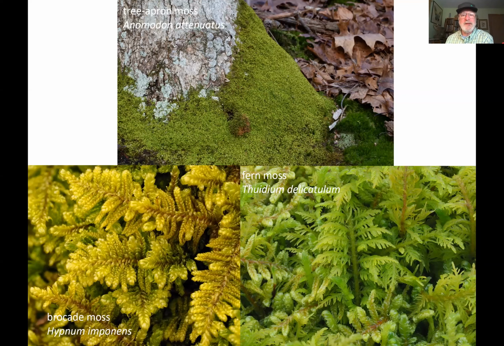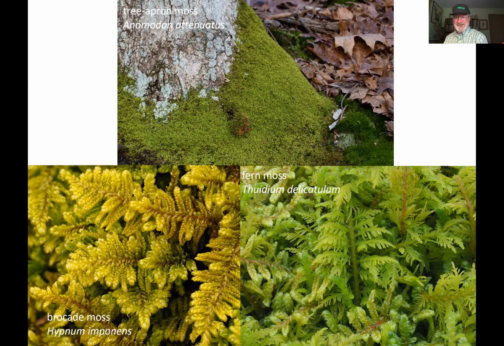Another growth form is called a pleurocarp. And these tend to be branched and often spread like a carpet. These could be called carpet mosses, not cushion mosses, pleurocarps. In the upper portion, there's one that is called tree apron moss, Anomodon attenuatus. And lower left is one that kind of looks like a feather, and it's called brocade moss, Hypnum imponens. And in the lower right, there's one called fern moss, Thuidium delicatulum.